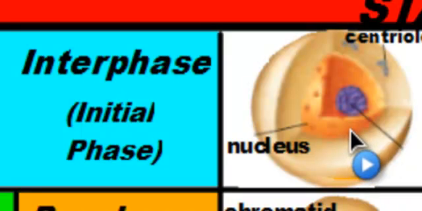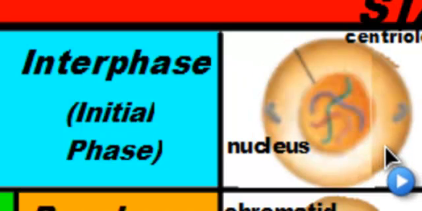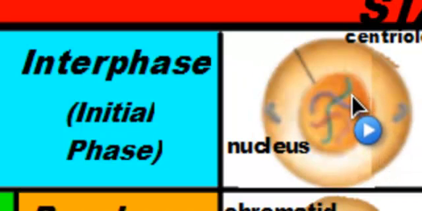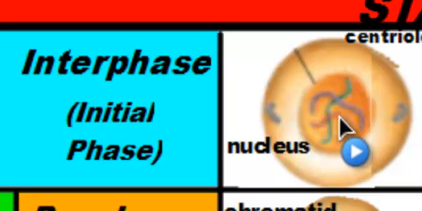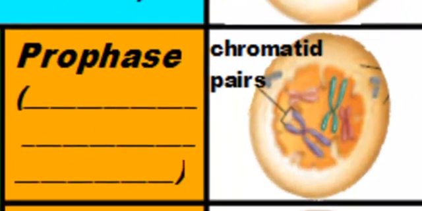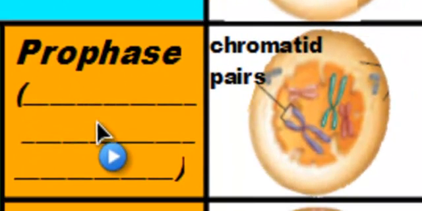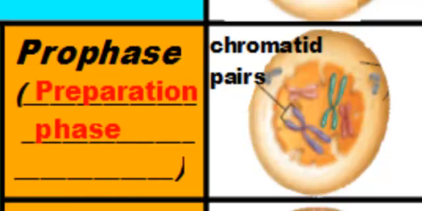Now, as we get out of interphase, I just want to show you, so this makes a little more sense. This cell has 4 chromosomes in it. We have a green chromosome, a blue chromosome, a red chromosome, and a pink chromosome. So once we're out of interphase, we then move into a phase called prophase. I always remember prophase as the preparation phase, because now things are going to start to happen to get ready for the nuclear division.